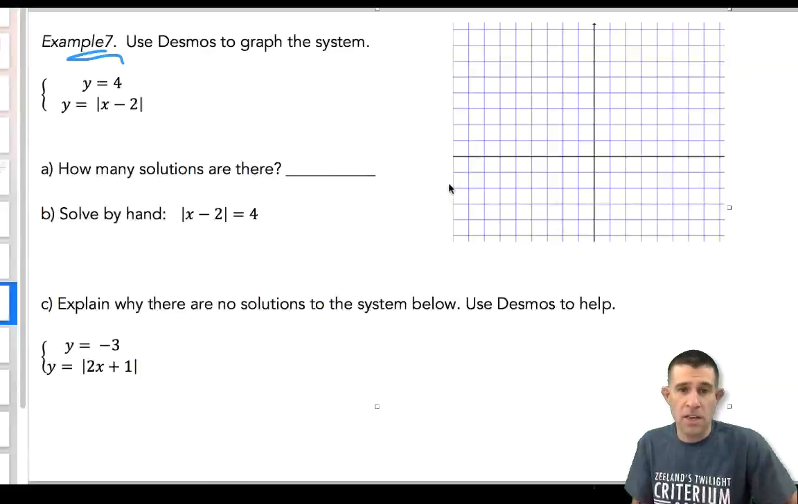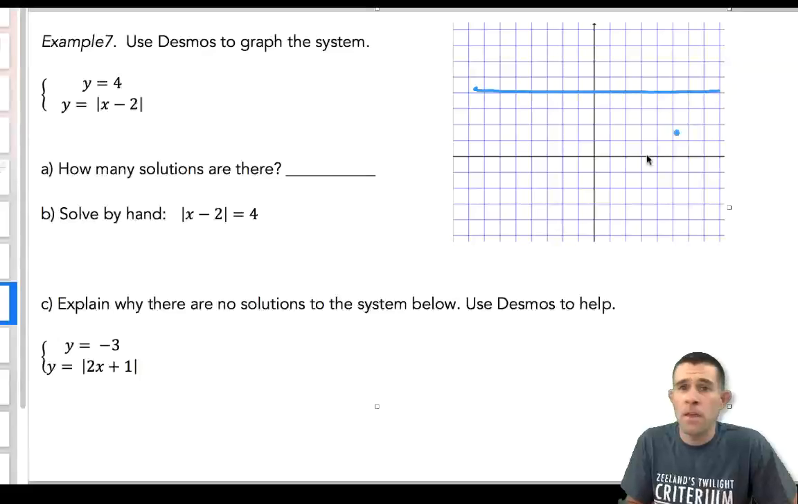All right, we'll take a second now to graph those equations. Here's 1, 2, 3, 4. Here's my horizontal line, and here is my absolute value function. Whoops, I missed that a little bit. And I missed that one a little bit. That's supposed to go through that point there and that point there.